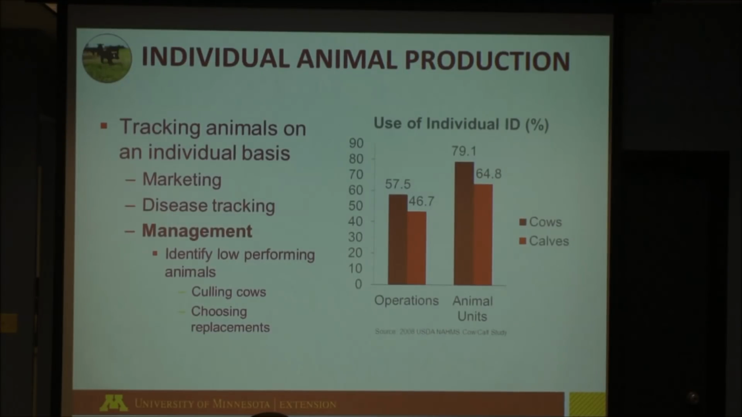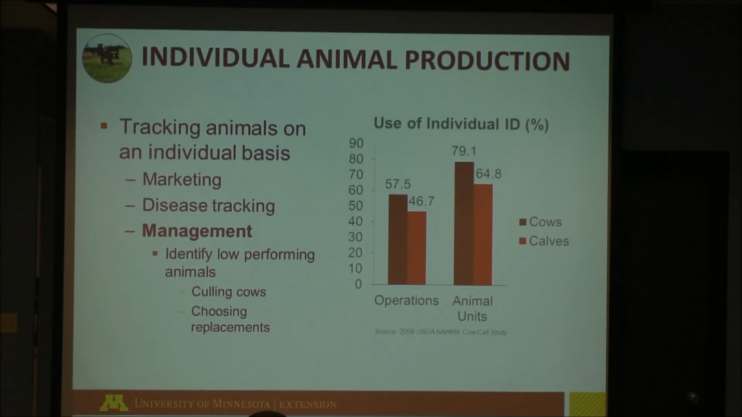So this data is a little bit dated. It's from the 2008 USDA cow-calf study. What they showed is that 57% of operations, representing about 80% of cows, use individual IDs of some sort, mostly ear tags, some other things as well. But only 45% of operations and about 65% of calves have individual IDs.